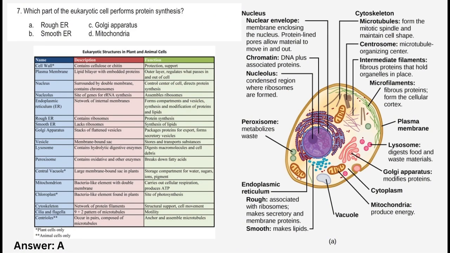Which part of eukaryotic cell performs protein synthesis? Okay, from the word itself, protein synthesis, that means it is the making of proteins. So first choice, rough ER or rough endoplasmic reticulum. B, smooth endoplasmic reticulum. C, Golgi apparatus. And D, mitochondria. Okay, so what really is the answer? Which part of eukaryotic cell performs protein synthesis?